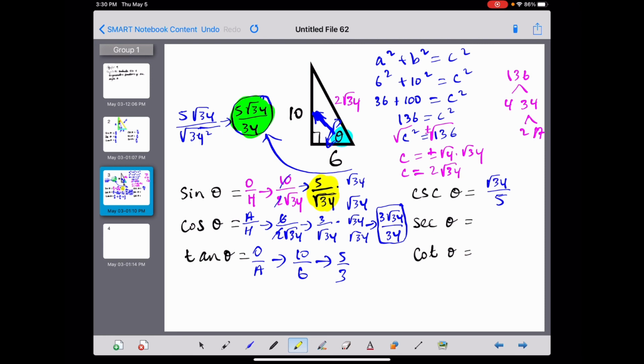Same thing with cosine theta. I'm going to flip from here, then I get square root of 34 over 3. And for tangent theta, flip the answer. You get 3 over 5. So that's how you do this problem.